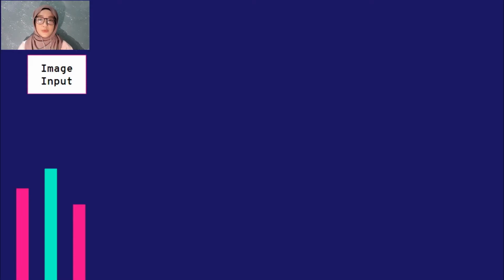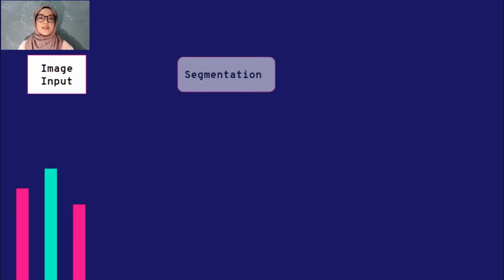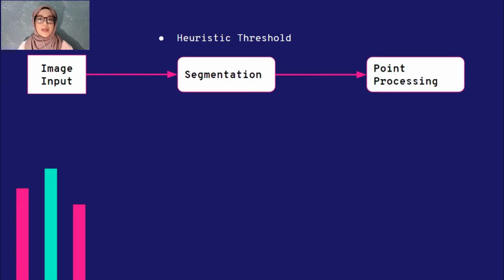Next, the users will be able to select the segmentation choices of the image, where we have applied heuristic threshold for the conversion of the image. The third one is point processing of the image, where this application, as Mirhanieza explained earlier, uses the logic operation OR, which is the bitwise OR operation.